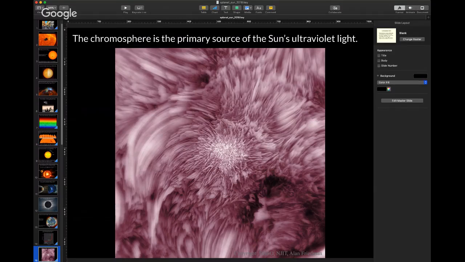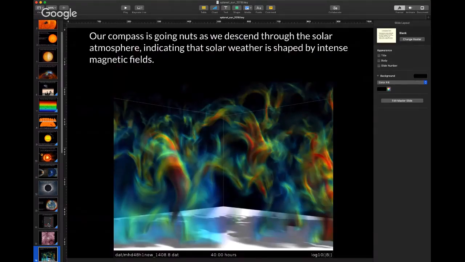And I just like this artistic rendering of the chromosphere, and you can see spicules and flowing patterns of magnetic fields going through there. It's a beautiful picture, rendered in pink, of the sun's chromosphere. So as we head into that chromosphere, we're going to find that our compass, our GPS device, if you like, is going absolutely nuts as we go through the solar atmosphere, indicating that the solar weather through the corona and the chromosphere and the photosphere is largely driven and shaped by intense magnetic fields.